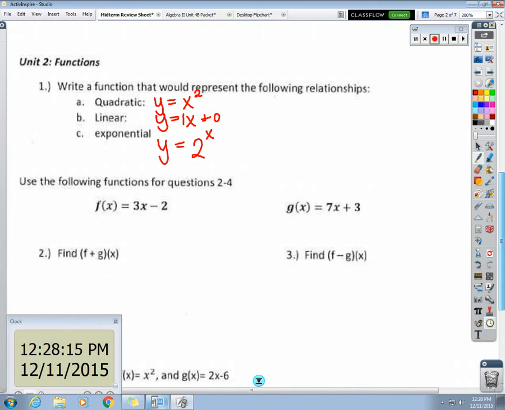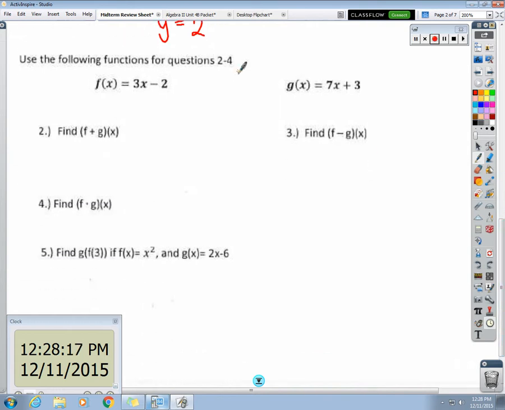Alright, the next section, they want you to look at the 2 functions provided, and first they want you to add them. So first we'll look at the f function and add it to the g function. What is the f function? 3x minus 2. What's the g function? Okay, once you set it up, what do you do? Just combine like terms by adding, right? What's 3x plus 7x? 10x. What's negative 2 plus 3? Positive 1. So that's your answer.